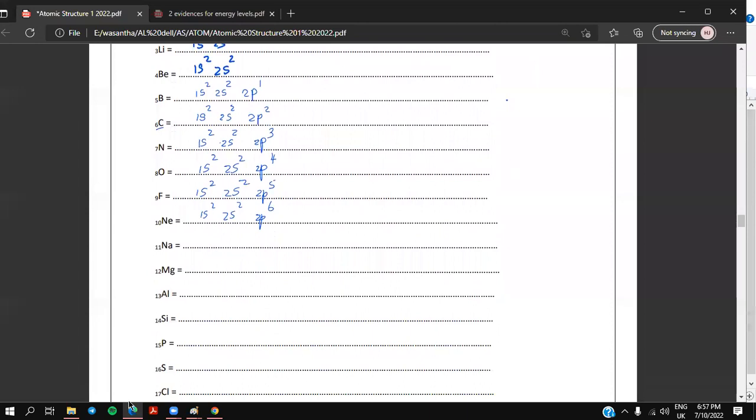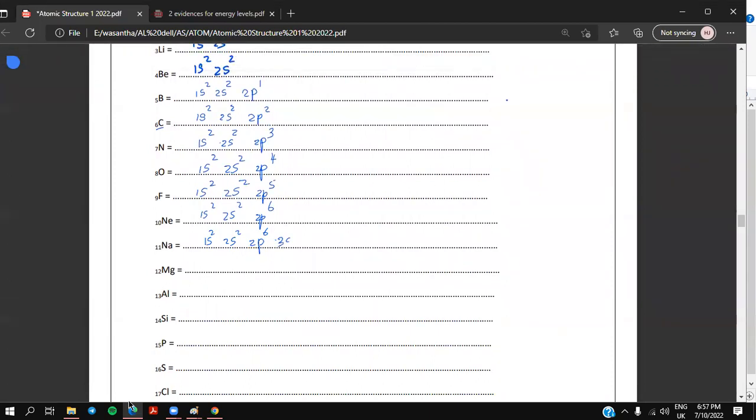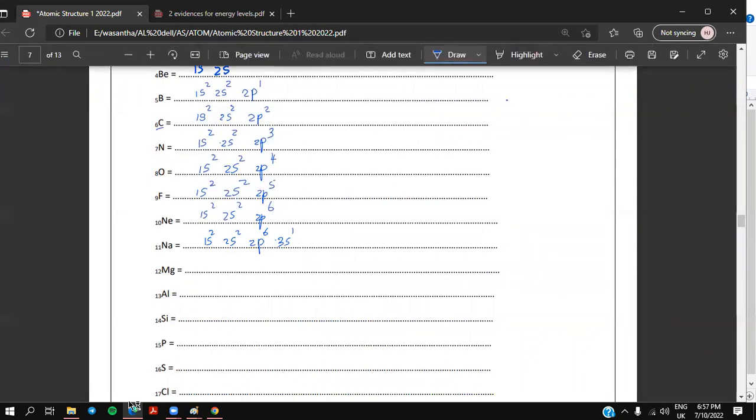Now sodium. Sodium has 11 electrons. 1s2, 2s2, 2p. You can't write 7 because p can have a maximum of 6 electrons. So you write 6 over there. 2 plus 2 plus 6 is 10, and 11 electrons are there. So afterwards we go to 1s2, 2s2, 2p6, 3s. 3s1, 1 electron.